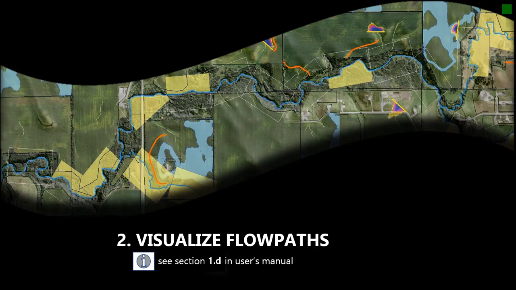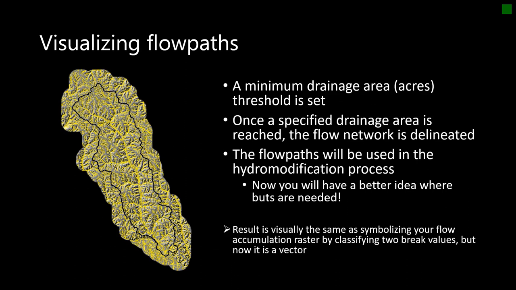Now we can start to visualize our flow paths with the Visualize Flow Paths tool. The result of this tool will be used to help with the hydromodification process. The output is a line feature that represents a flow path with a minimum area threshold set. Once that minimum threshold has been reached, the flow network begins to be delineated. The flow paths will be used in the hydromodification process to see where the lines do not line up with true existing channels. We'll know where cuts are needed or maybe dams are needed to correct this flow now.